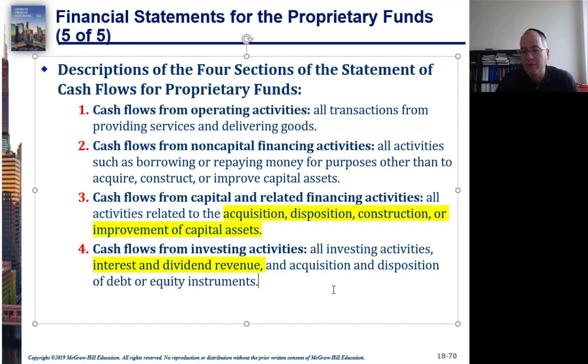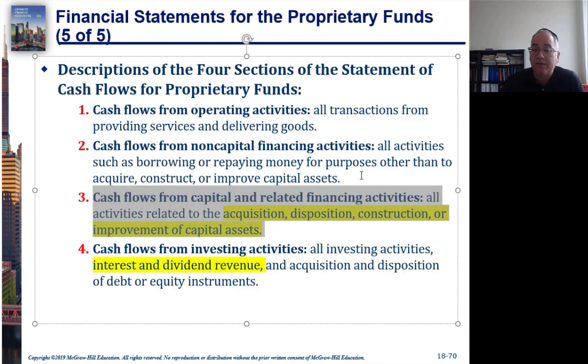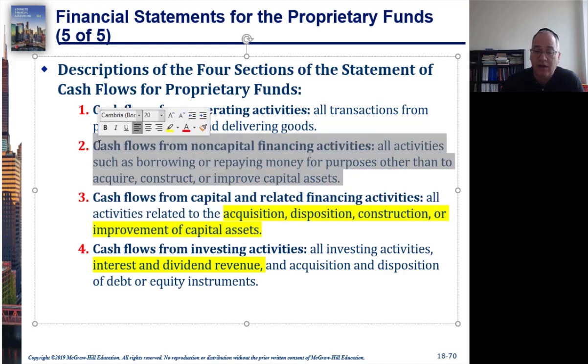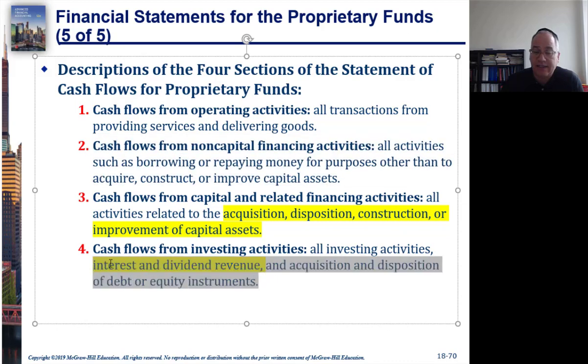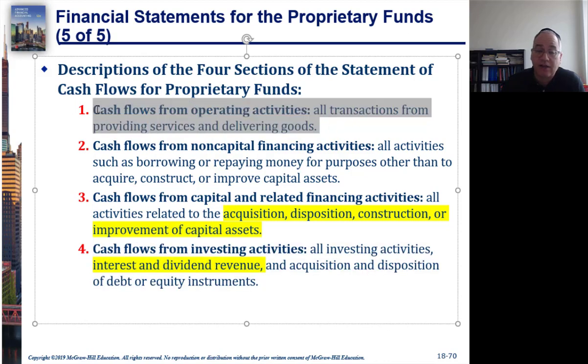So looked at in one way, if it's a capital activity, if you're raising money for capital activity, like acquiring, disposing of, also receiving money from disposing of a capital asset, constructing, improving capital assets, that's going to go right here. All other financing activities are going to go here. The money spent on investing activities or received, also interest and dividend revenue, are all going to go here, and everything else is going to be operating.